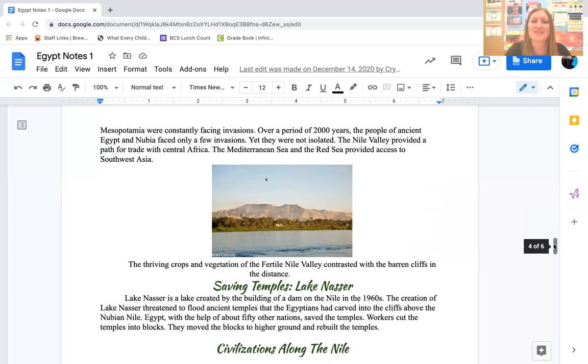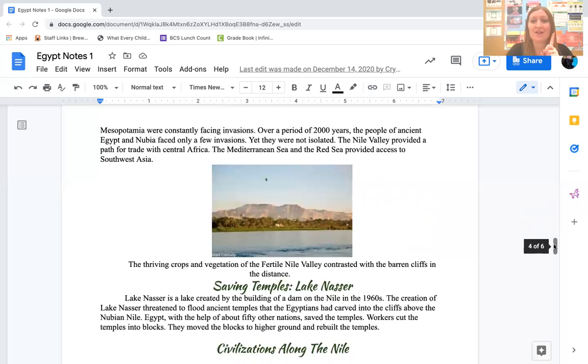All right. This is a good photo to hone in on for a second, because it really shows you black land, red land, right? So you have that fertile soil with all the vegetation right along the river. And then in the distance, you can see the red land, the red mountains, like uninhabitable land. So that is why people stuck near the river. It says the thriving crops and vegetation of the fertile Nile Valley contrasted with the barren cliffs in the distance.